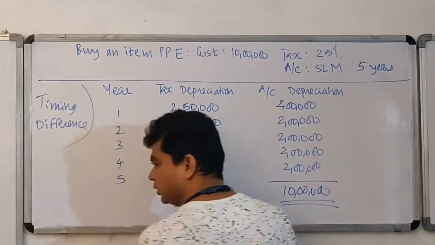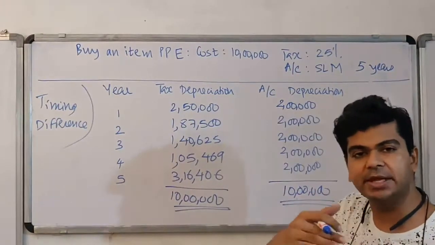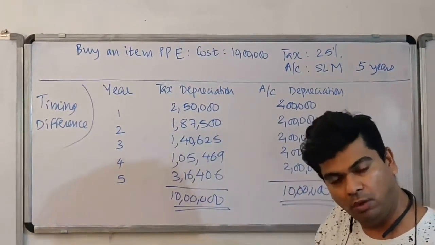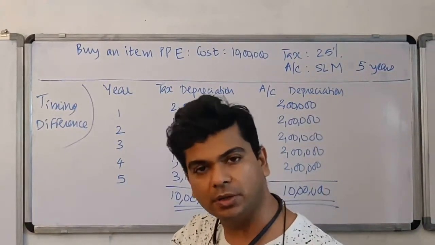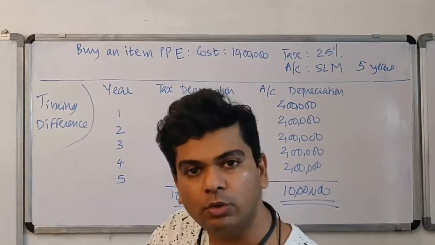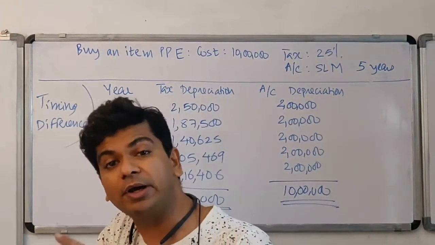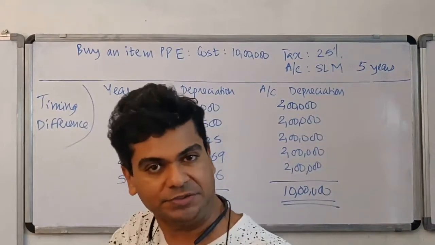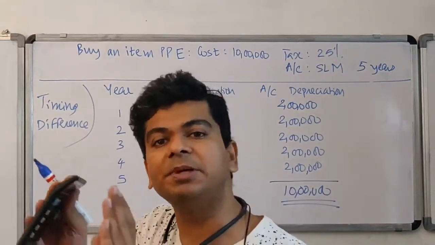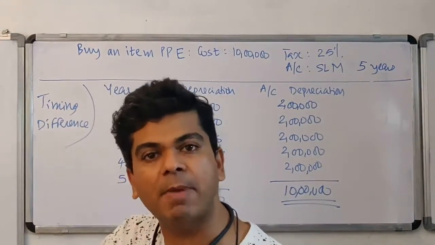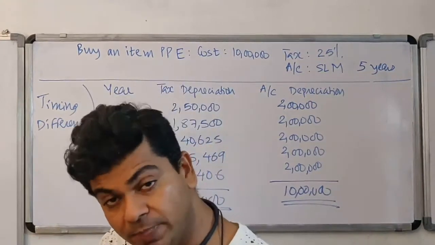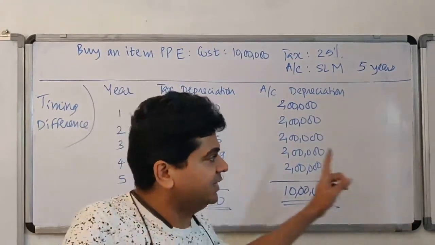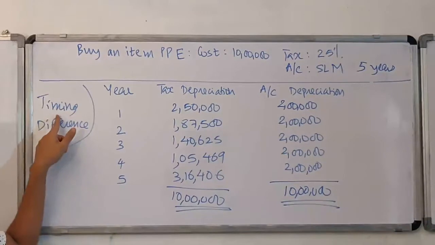Again, I'll take you to the most basic introduction that we were going through. What we are doing in accounting records and what we are doing for taxation, there is a difference. How should these differences be treated? That is the subject matter of Accounting Standard 22. AS 22 considers this difference to be a timing difference.